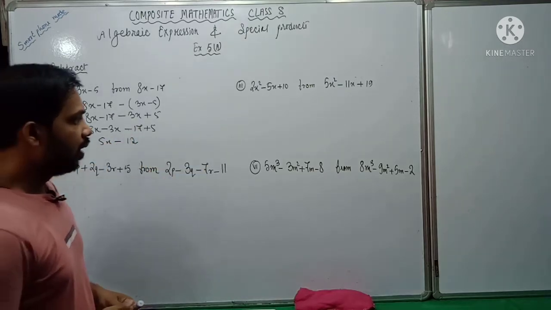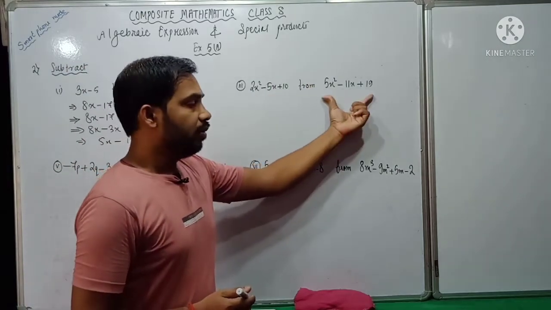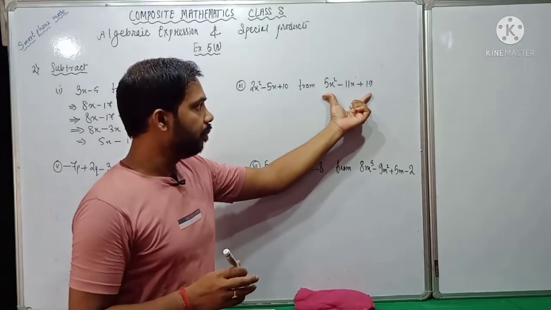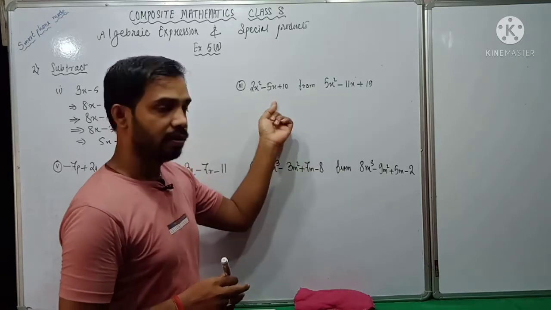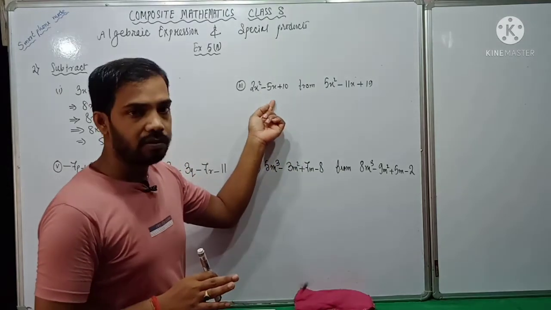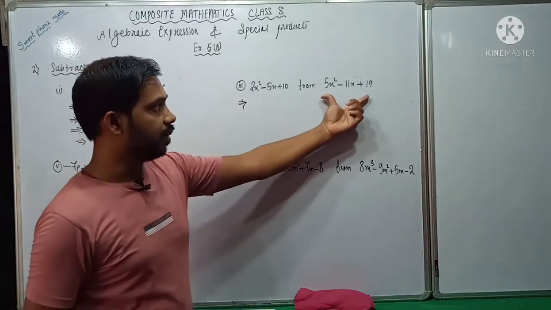Next part you see, here it is given that we have to subtract this from this. So first I will write here. Maximum students or a lot of students make mistakes. They write this and subtract this from here. So they will make mistakes. So you try not to make mistakes. Okay. So here first I will write this part.